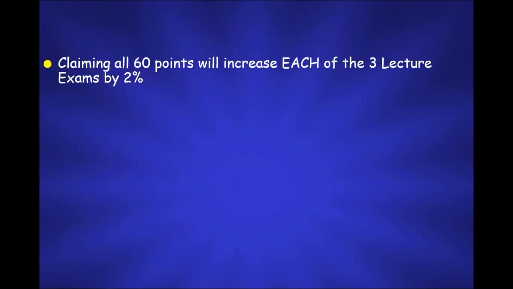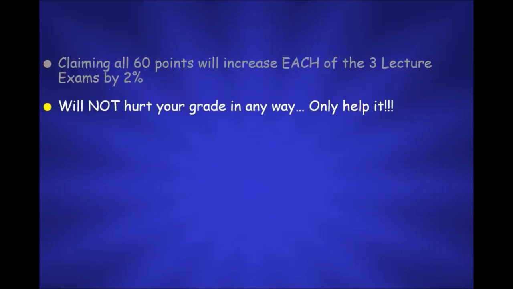Claiming all 60 points will increase each of your 3 lecture exams, not the final, by 2%. So I have it on a scale. If you get 30 points or 30 questions correct, that's half. So you'll get 1% for each one of those lecture exams. This does not include the final exam or any other exam for that matter. So this is just for those 3 component lecture exams, I guess we'll call it.